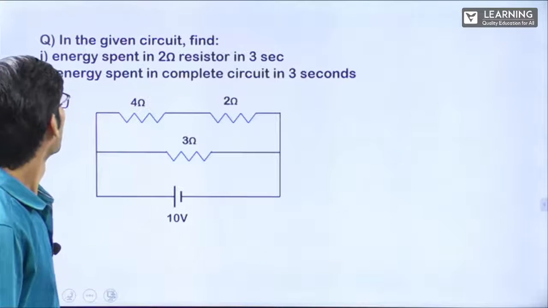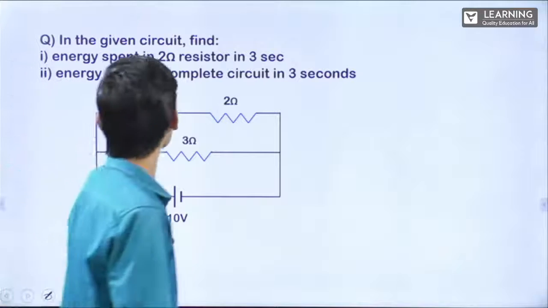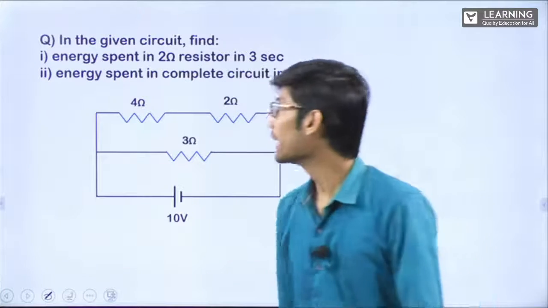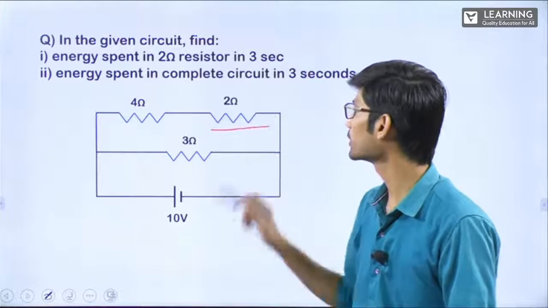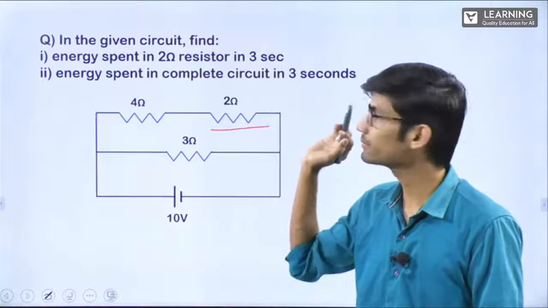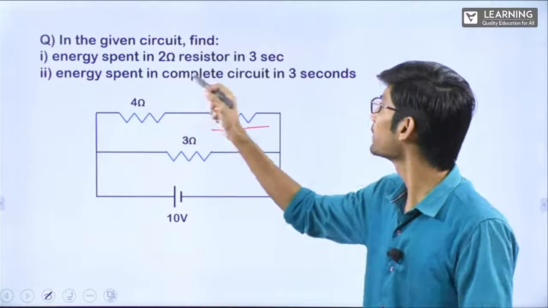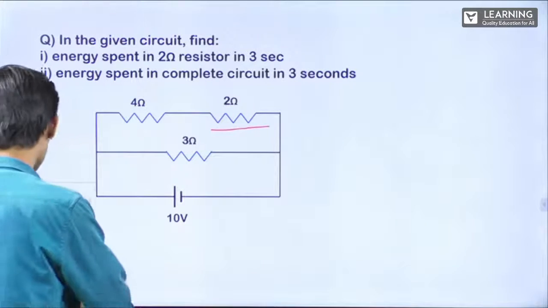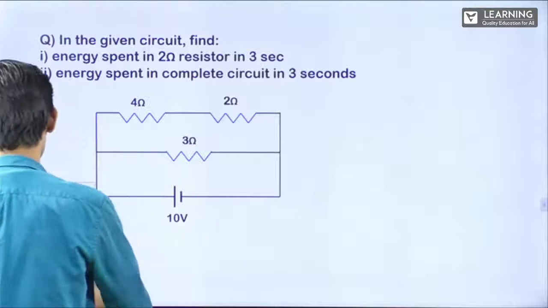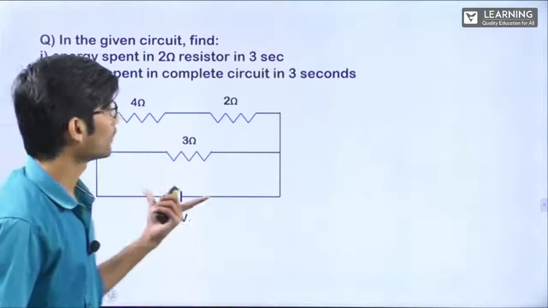Next, in the given circuit, find the energy spent in the 2 ohm resistor in 3 seconds. So this is the 2 ohm resistor. In 3 seconds, how much energy is spent in this? We have to find out. Second, energy spent in the complete circuit in 3 seconds. How will we do this?